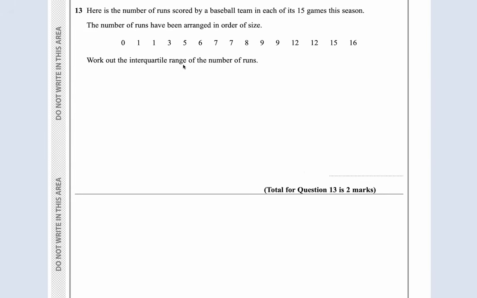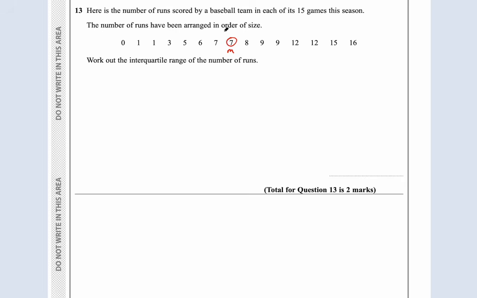Here is the number of runs scored by a baseball team in each of its 15 games this season. They've been arranged in order of size. Work out the interquartile range of the number of runs. Okay, there's 15 games, guys. That means the median is going to be the 8th one. 1, 2, 3, 4, 5, 6, 7, 8. This is the median. I'll just put M for median. It's the middle because there's 7 to the left, 1, 2, 3, 4, 5, 6, 7, and 7 to the right, 1, 2, 3, 4, 5, 6, 7.